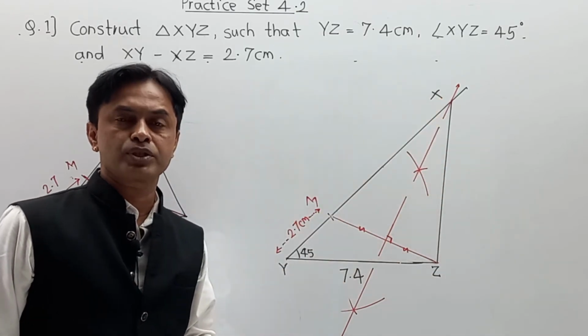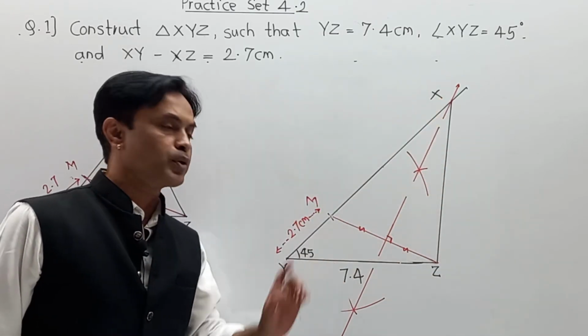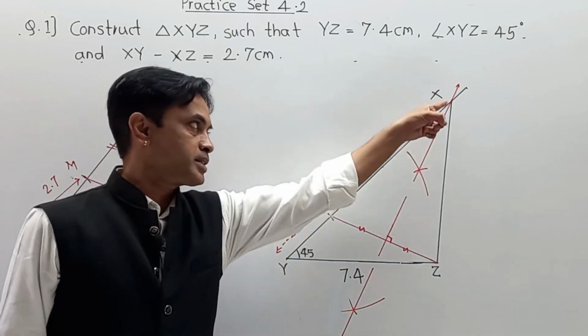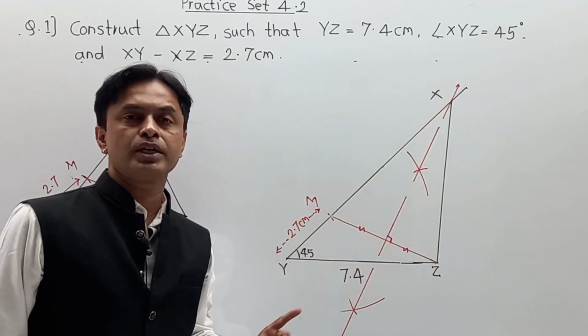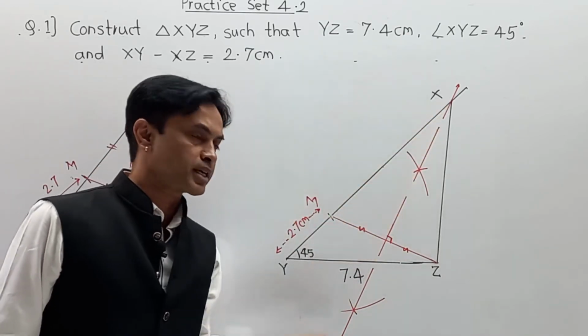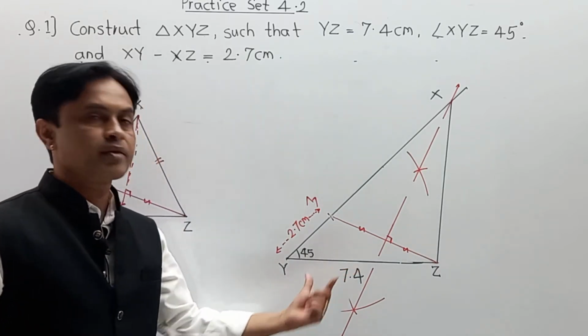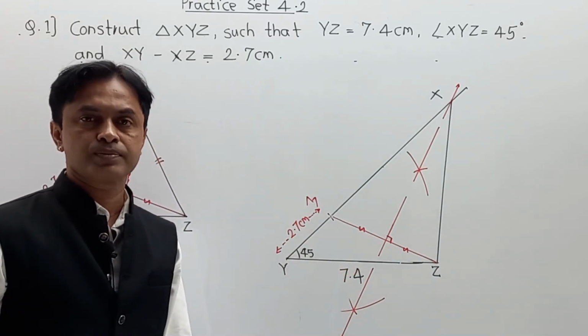Students, take proper precautions and make proper markings when you complete such a diagram. Since it is a perpendicular bisector, I have drawn it as a dotted line, or else you can draw it as a continuous line. And in this way we can complete our first question.